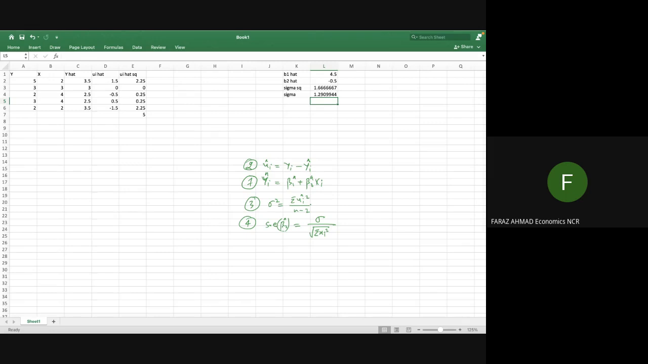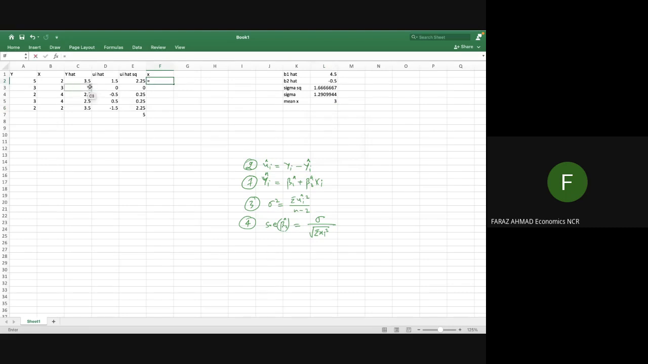So what do you need? You need the denominator, because the numerator you already have, sigma. So first of all, let us calculate small x. First of all, let us calculate the mean of x. This is going to be the sum of x divided by 5, right? Or you can simply use the average function in Excel on these x values, which is 3. So we got the mean of x now.